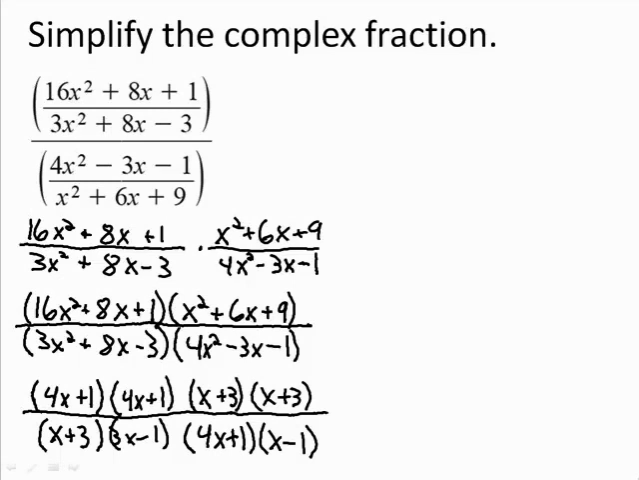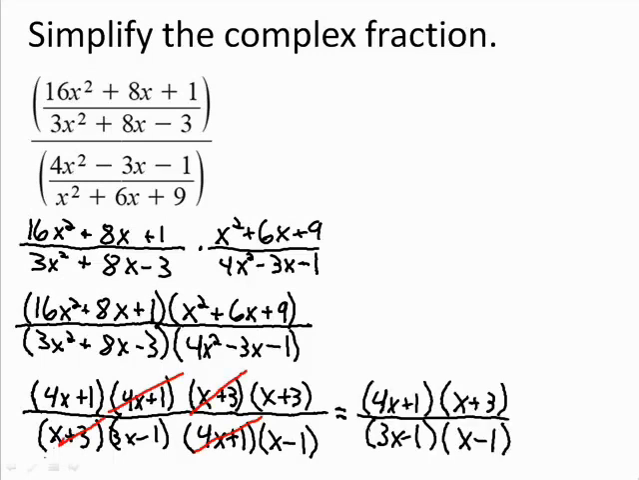There is a 4x plus 1 and an x plus 3 in both the numerator and denominator, so they cancel out. You are left with the quantity 4x plus 1 times the quantity x plus 3 divided by the quantity 3x minus 1 times the quantity x minus 1. This expression has to have the same domain as the original expression.